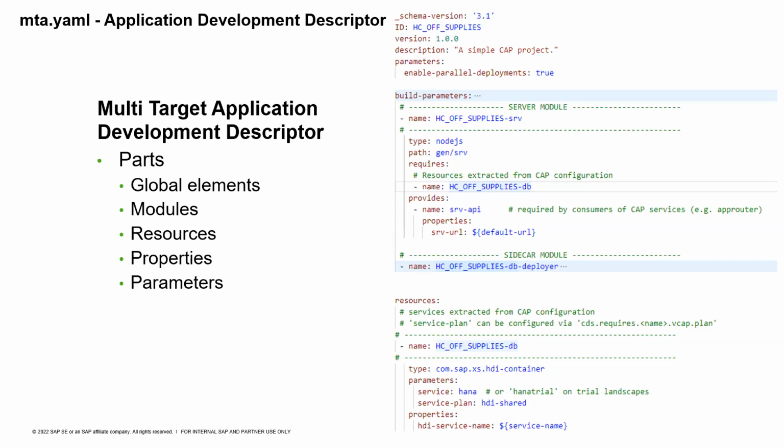Then we have resources, where dependent services which are not provided by the application, such as the UAA service, the HANA Deployment Infrastructure container service, or the Job Scheduler Service, can be defined here. Then we have properties. These can be specified when the value has to be determined during the deployment, for example, for the generated URLs of the other services or API keys.